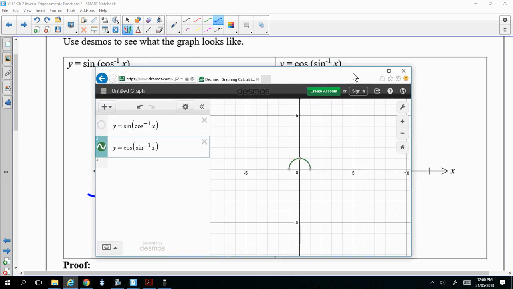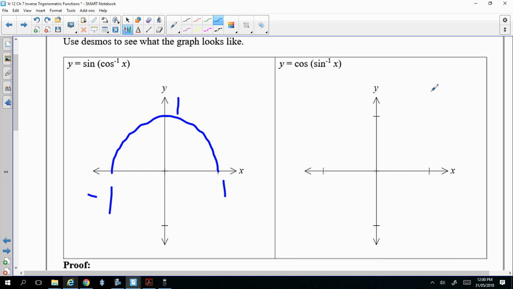Okay, so let's see why we get a semicircle. We'll go like this, 1. Okay, good, so we got that. Now we're going to prove why it's a semicircle. So that will give you a proof.